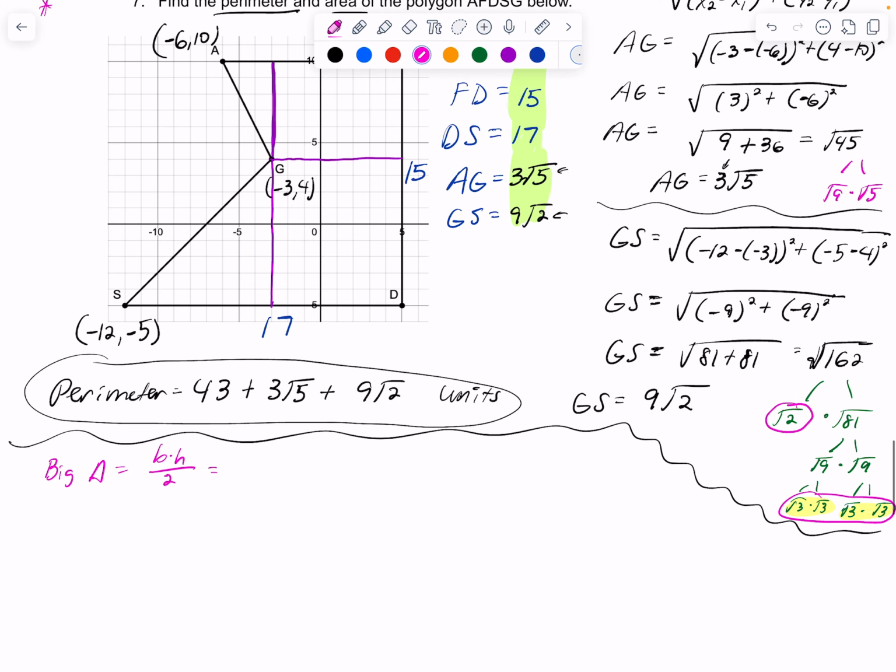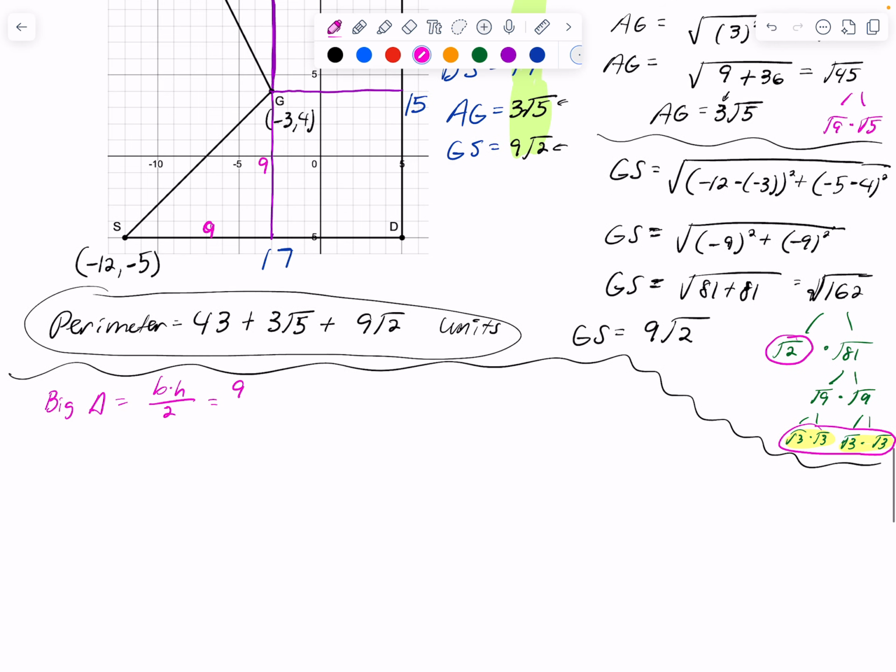So my base, I'm going to count 1, 2, 3, 4, 5, 6, 7, 8, 9. Okay. The height is 1, 2, 3, 4, 5, 6, 7, 8, also 9. So I'm going to have 9 times 9 over 2. So that's going to be 81 over 2. And you can leave it as 81 over 2.